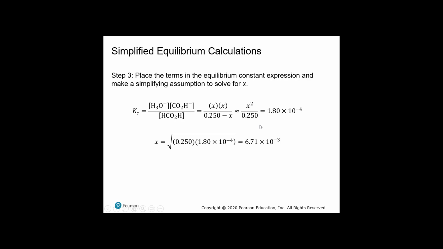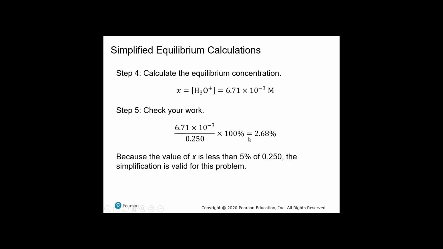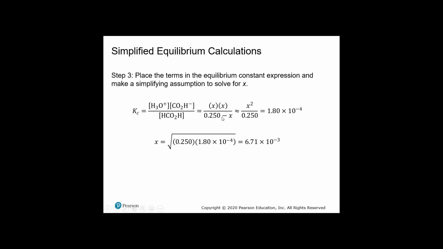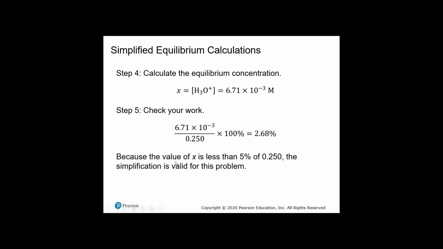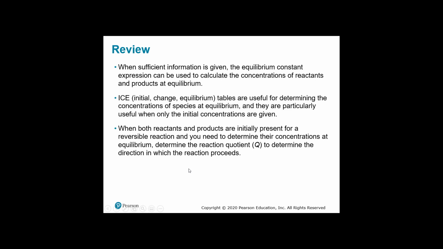So then once we plug everything in and we isolate for X and then square root everything, our X value is 6.71 times 10 to the negative 3. So that's a small amount. Now if we wanted to make sure that we were correct in removing the X on the bottom, plug it in. And you can see that the percent is 2.68. It is less than 5. So we were correct to remove it from our bottom equation, which is this one here. Because the value is less than 5%, the simplification works.